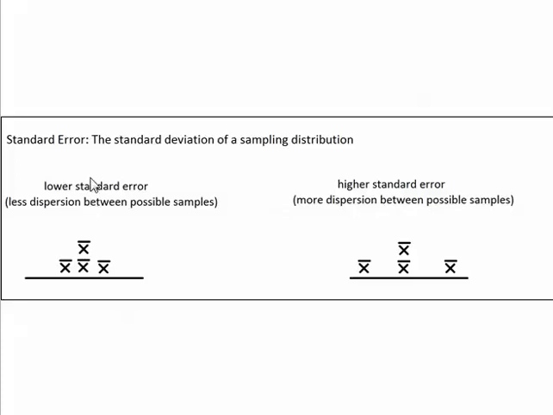I also said that if the standard error is low, then the selected sample is likely to be more accurate because the selected sample is less likely to be an extreme outcome way out here or way out here. Also, if the standard error is high, then the selected sample is likely to be less accurate because the selected sample is more likely to be an extreme outcome way out here or way out here.